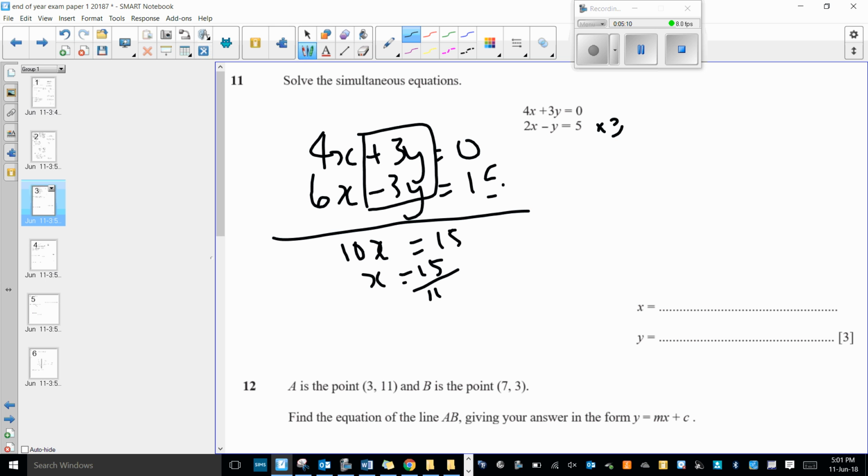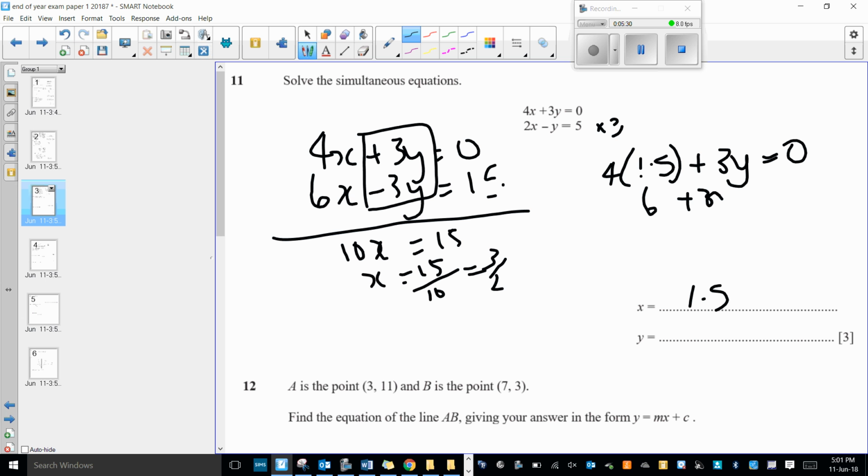Over 10 is 1.5. Or you can do this as 3 over 2. And I now need to find y. So 4 lots of 1.5 plus 3y equals 0. 4 times 1.5 is 6, plus 3y equals 0. 3y equals negative 6. So y is negative 6 over 3, which is negative 2.